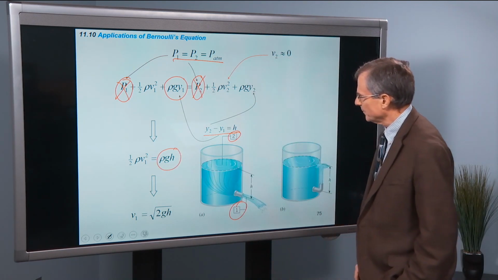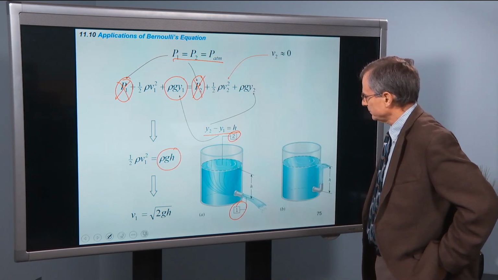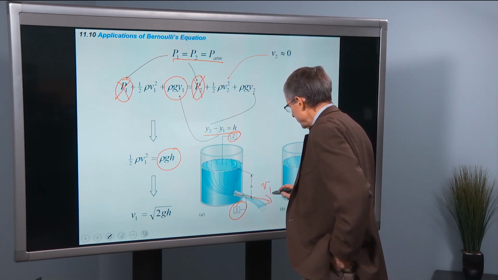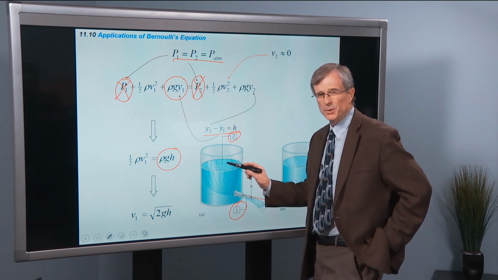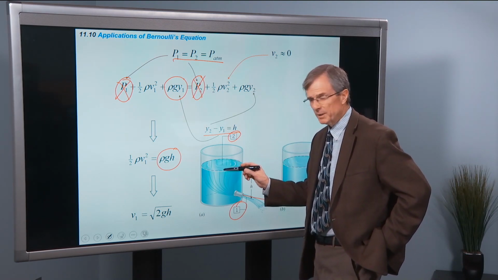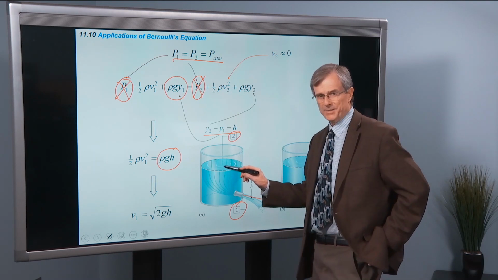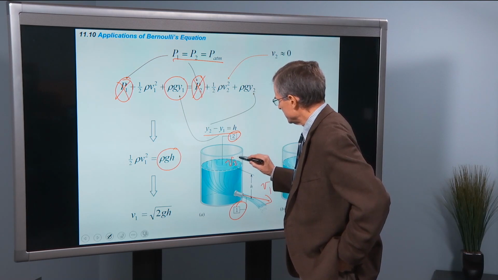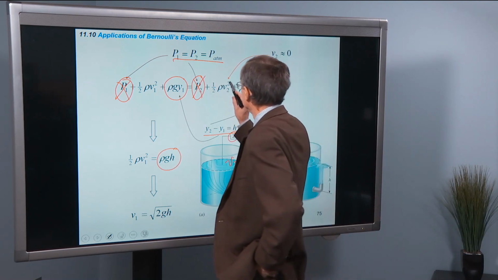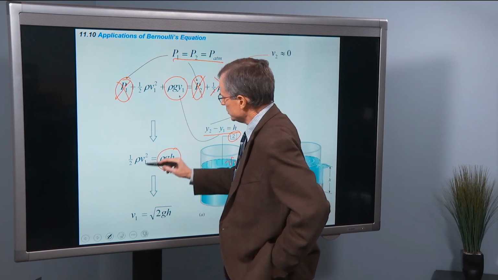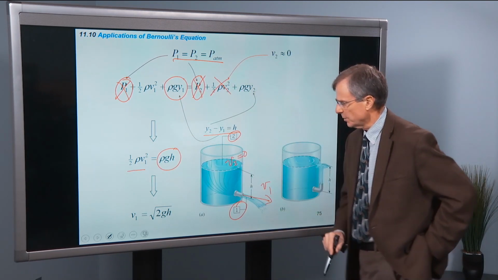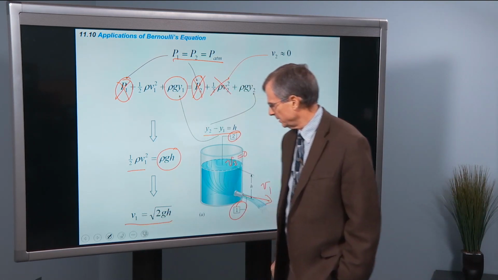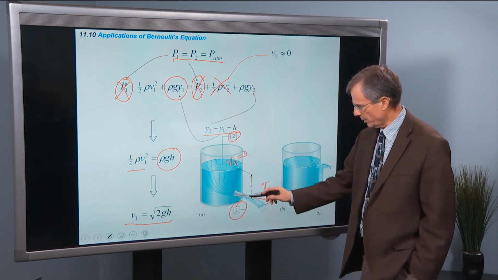And then we're going to ignore, I mean, certainly the velocity at 1 here is huge. But the velocity up here is essentially 0. It's moving down a little bit, but compared to this velocity, it's negligible. So we're going to ignore the velocity v2 and set it to 0. And that leaves us with 1/2 rho v1 squared equals rho gh. And that allows us to calculate the speed of the water where it exits down here.